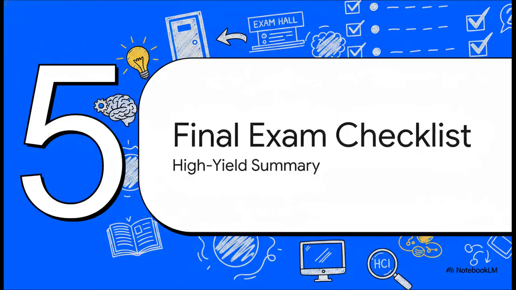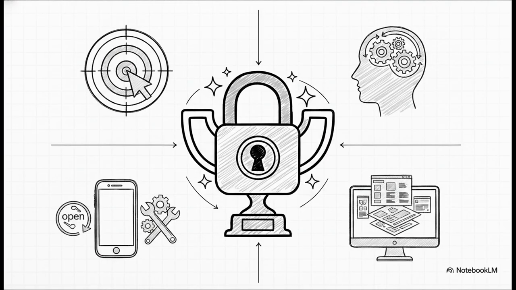Almost done. Section 5, Final Exam Checklist. High-yield summary. Let's very quickly review our 4 major pillars from today. 1. Memorize the exact formula for Fitts' law and that magic 7 ± 2 rule for Miller's law. 2. Know the 4 cognitive steps of the GOMS model inside out. 3. Understand the clear language and performance comparison between native and cross-platform frameworks. And 4. Be ready to clearly differentiate between overlays, inlays, and virtual pages.